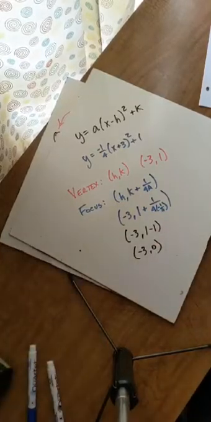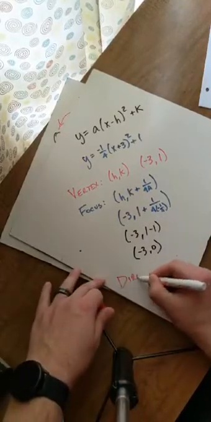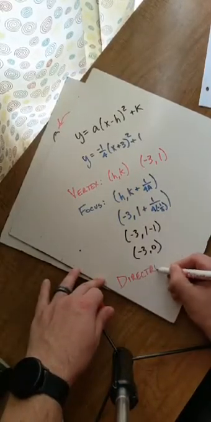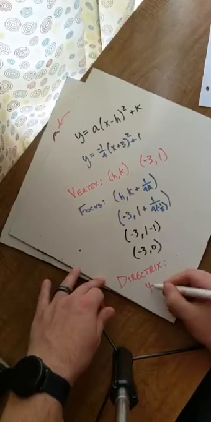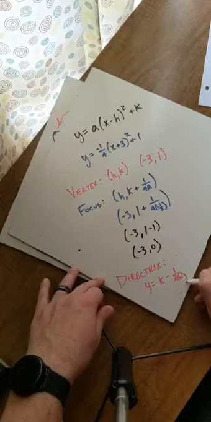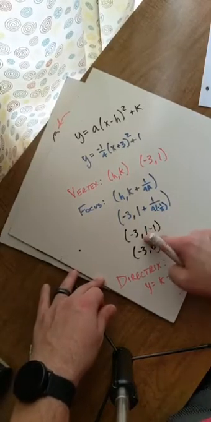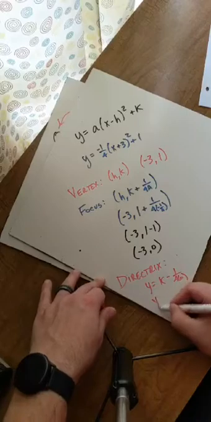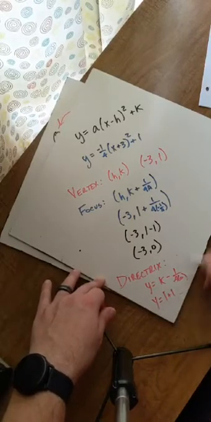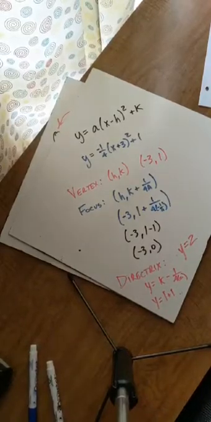The one thing that's kind of nice about doing that step there: the directrix, which is at y equals k minus 1 over 4a. Well, it's just going to be the opposite of what we had here. So instead of it being 1 minus 1, it's going to be 1 plus 1. So the directrix is y equals 2. Okay. So there's your notes.